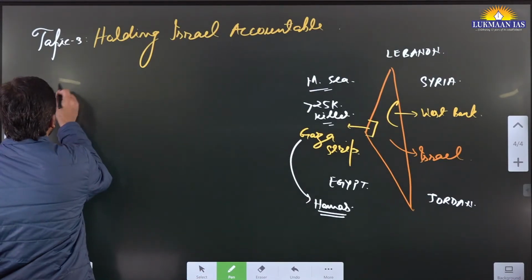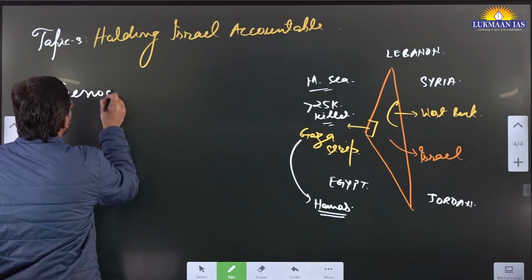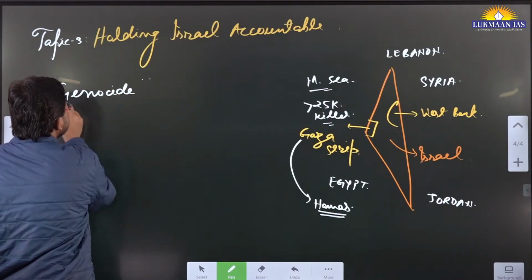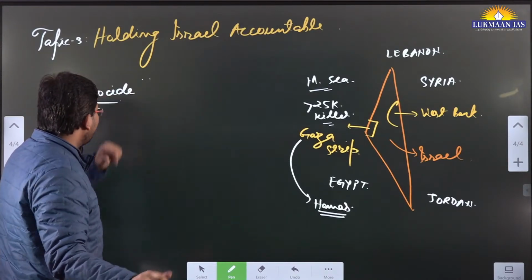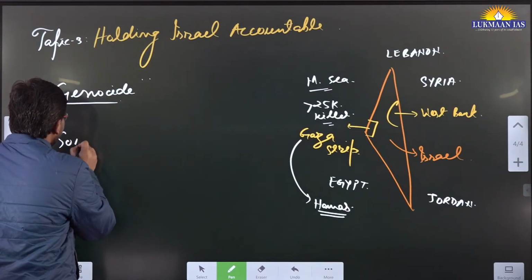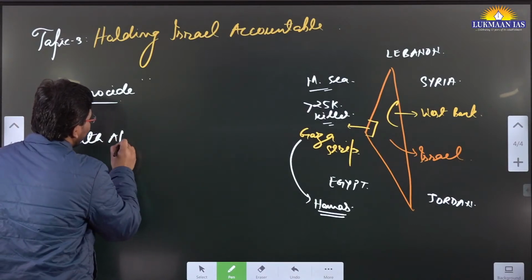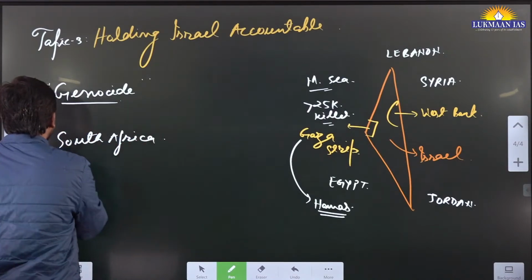So this is being termed as genocide. All right, so now we need to understand what has happened. Basically there is a country known as South Africa. What has South Africa done?